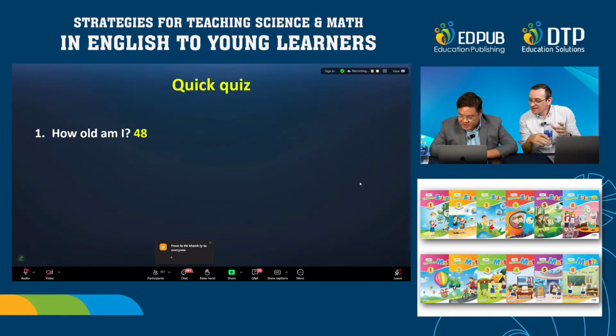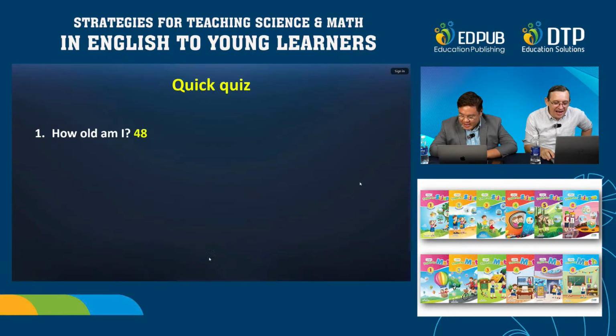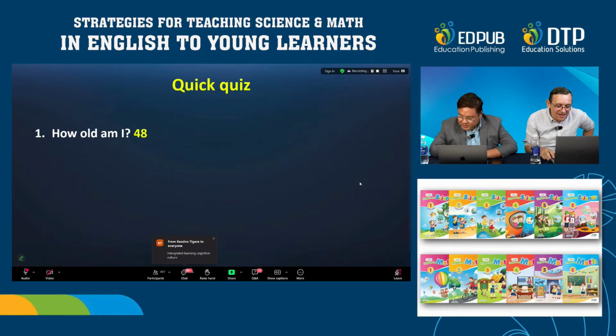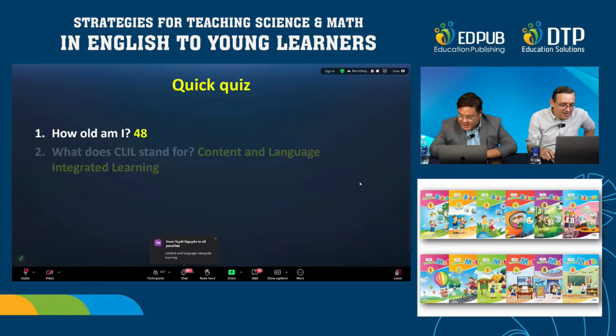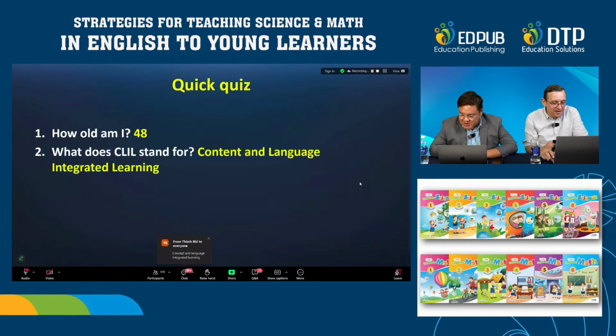Okay, we got the first answer: content, culture, communication, cognitive. CLIL, remember CLIL. C-L-I-L stands for, there we go, Content and Language Integrated Learning. Sorry I can't show you the questions, I forgot to animate the answers in so you can see them.